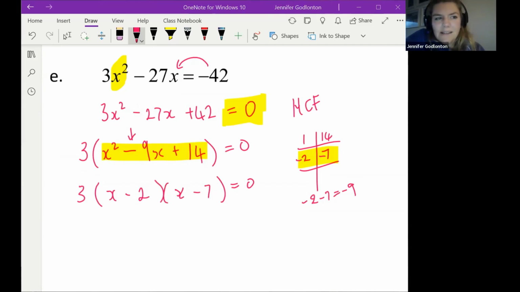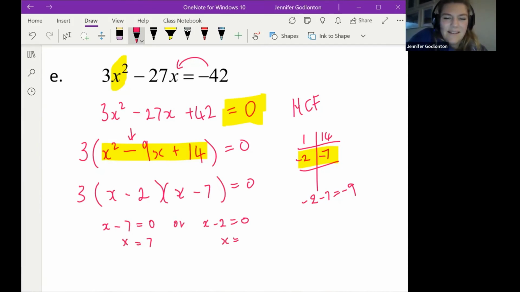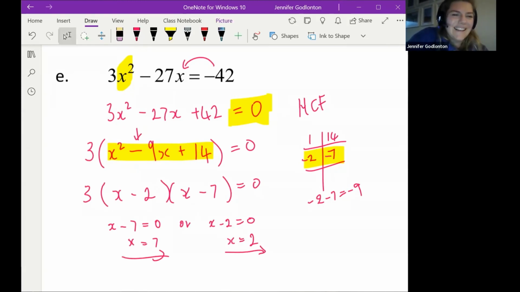Kejo, can you tell me my next step over here? Ma'am, is it x minus 7 equals 0, or x minus 2 equals 0? Beautiful. So what are my answers? x equals 7 and x equals 2. Nice job. Beautiful, guys. I love that little teamwork there.